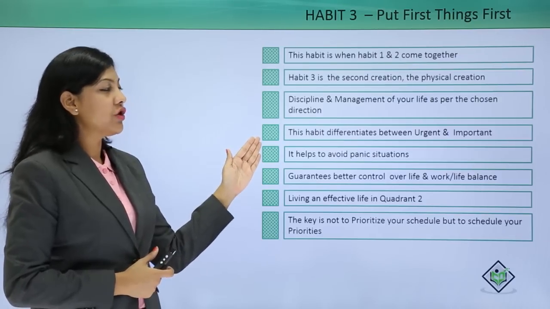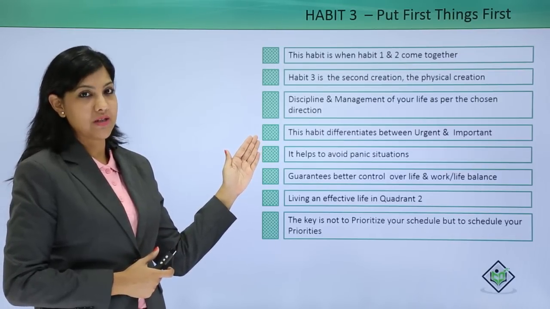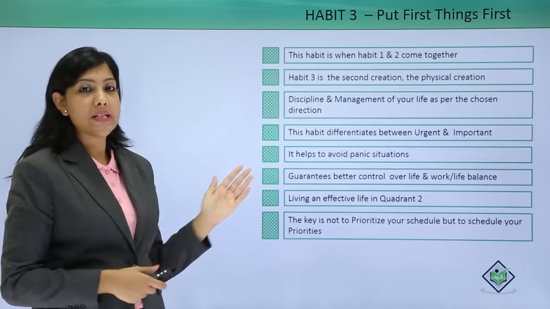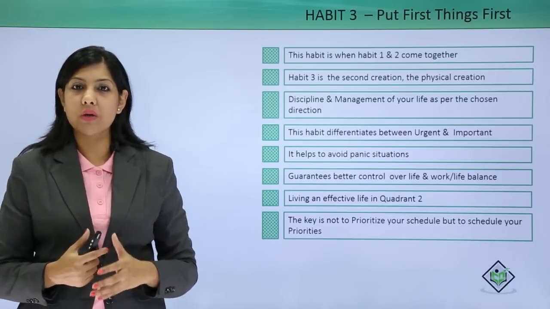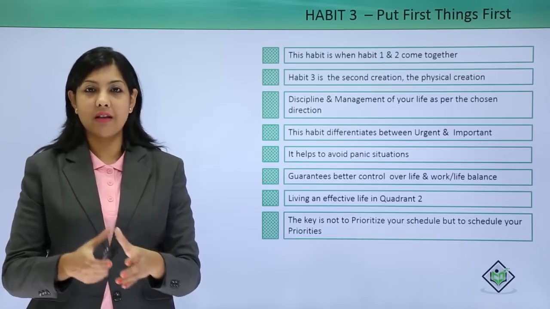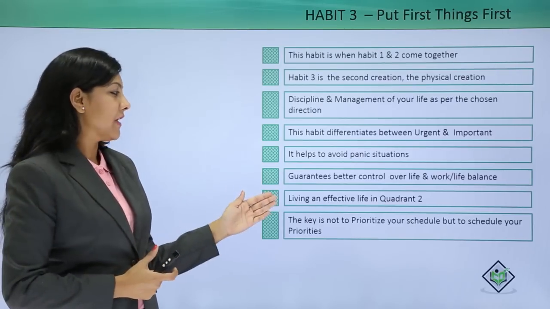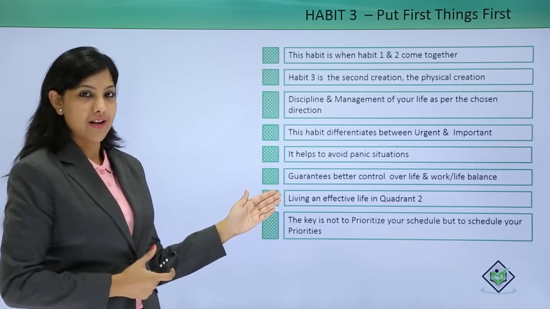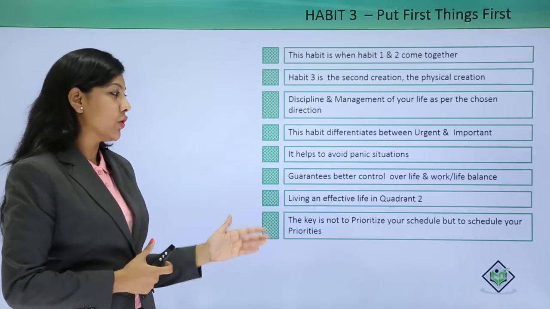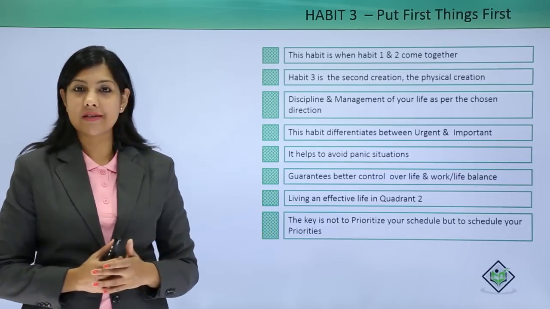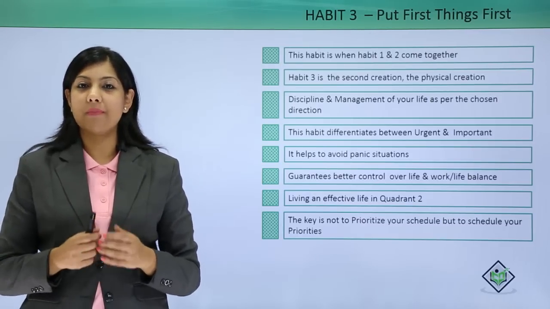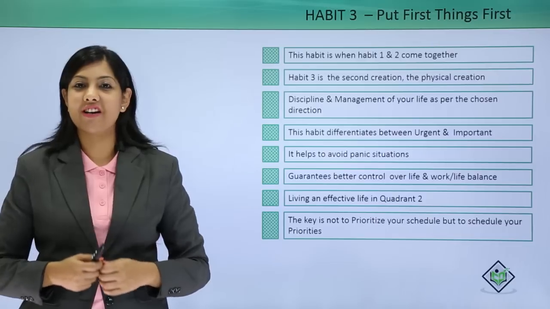This habit differentiates between urgent and important aspects of our life. It's important because it will help us to avoid panic situations. We don't want to be in a state of rush all the time. So focusing on the important rather than the urgent things in life helps us to be in quadrant number 2. And the key is not to prioritize your schedule, but to schedule your priorities. Once you have gained time management, this particular habit is something that comes to you very, very naturally.